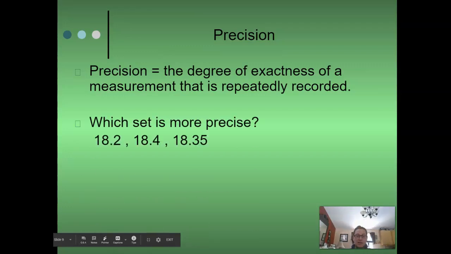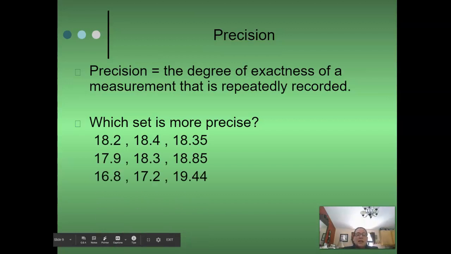So again, here's 3 sets of data. Which would you say is more precise? And again, you don't have to have a known value to look at precision. You look at the set of data itself. So did you say that first data set? Good job, because they are precise in nature. They are very close together, even though not identical.